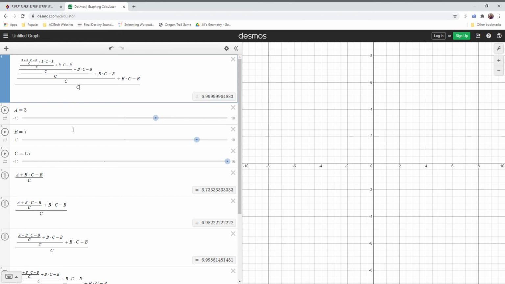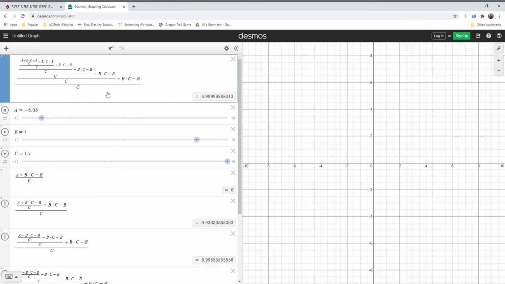What I'm going to do here is press play on this a value. And I have not done this, but I'm almost going to expect that when I play this a value, that result is not going to change much, if at all. Nah, it stays right around 7.